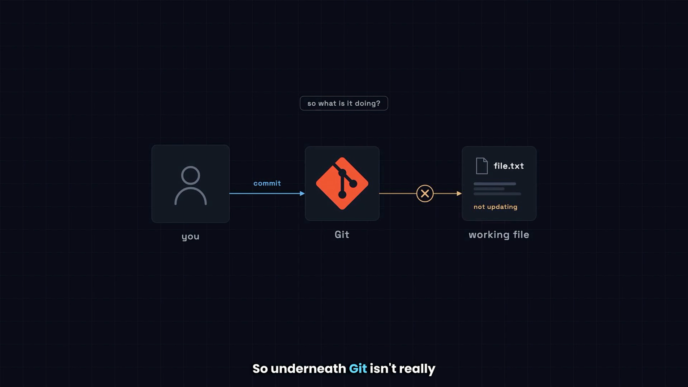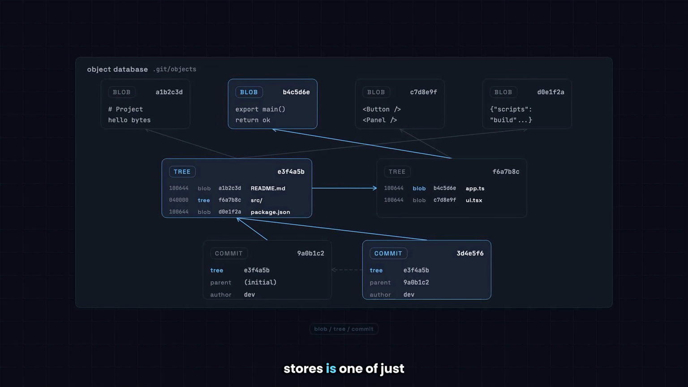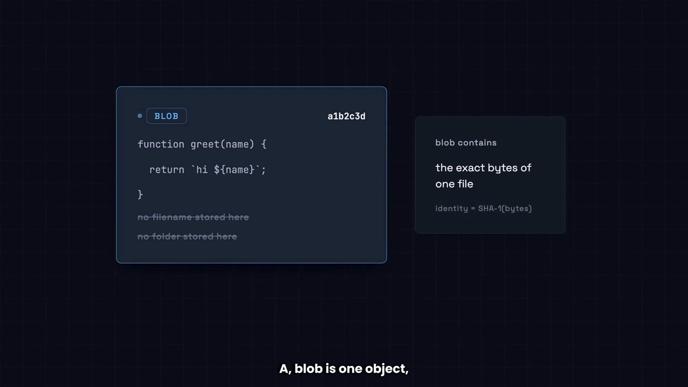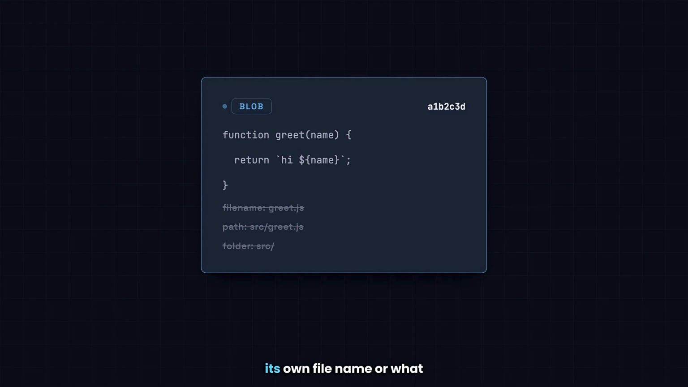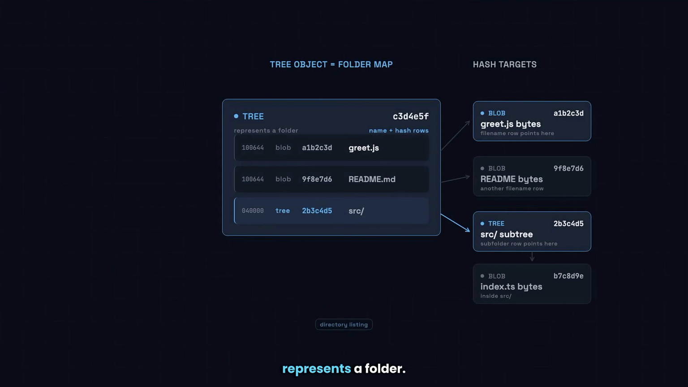So underneath, Git isn't really a file tracker at all. It's a database of objects, and almost everything Git stores is one of just three kinds of object. First one is a blob. A blob is one object, and it just holds the contents of a single file, only the bytes. It doesn't even know its own file name or what folder it lives in. Then there's a tree. A tree is the object that represents a folder. It connects file names to their blobs and subfolders to more trees.